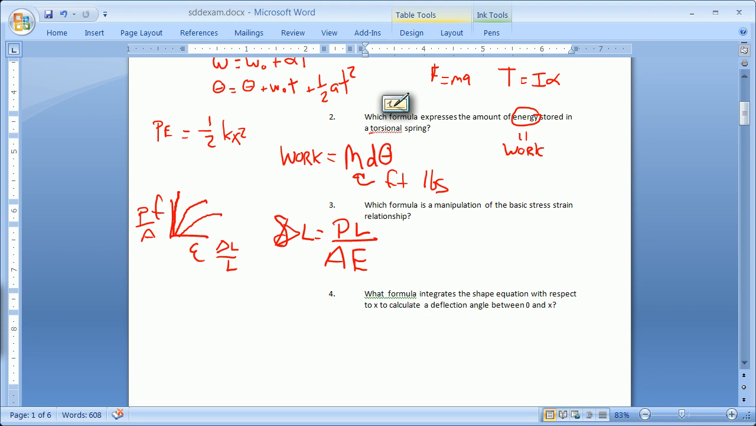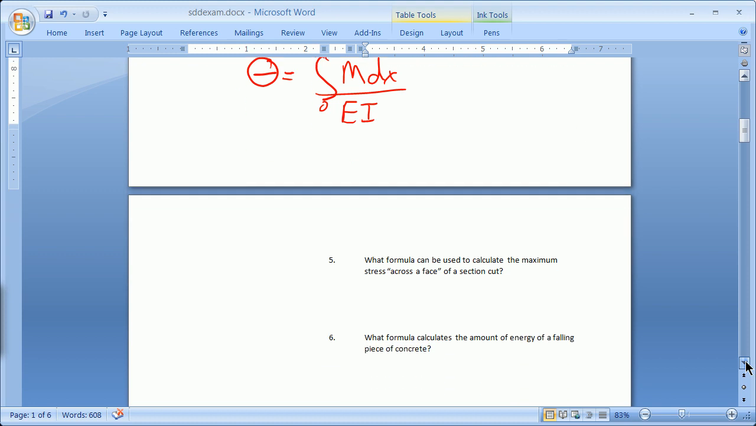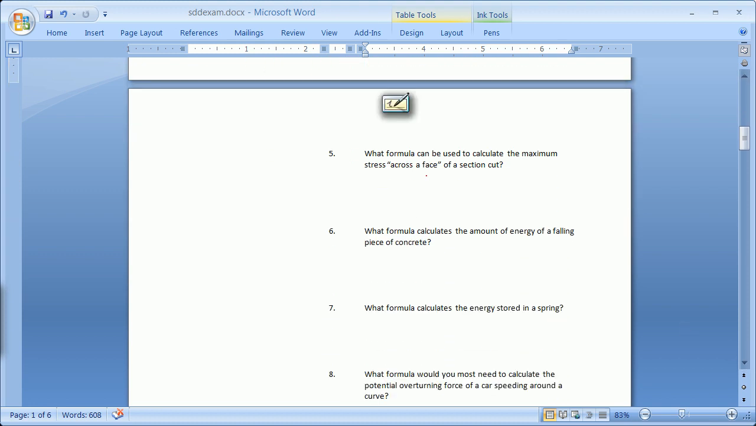Number 4, integration. What formula integrates the shape equation? So you're looking for something that had both integrates and the shape equation, perhaps with respect to x to calculate a deflection angle. So the deflection angle, theta, equals the integral from 0 to x of M dx over EI. All right, and what you're going to see here is this is the one that leads to the next step. The fourth order integration takes you down to the actual formula for the deflection. So this is deflection angle. You use deflection angles from survey.